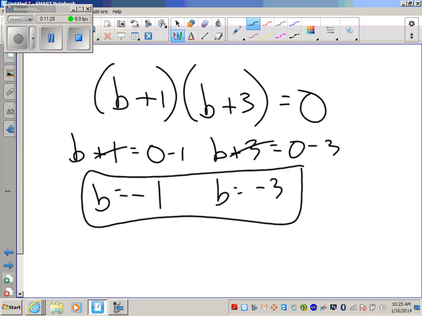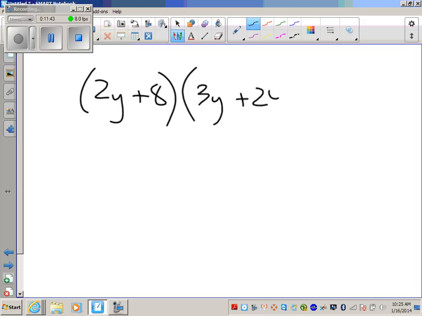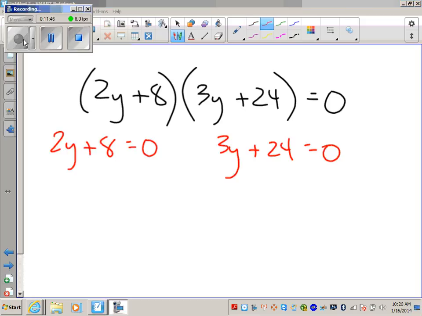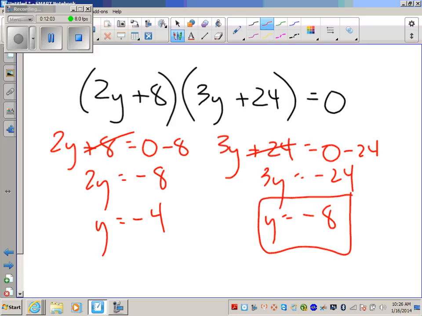33. Okay, let's try it. I'll put it up, and we can try it. 2y plus 8, 3y plus 24 equals 0. So y equals -4. Got it? Got it? Yes?